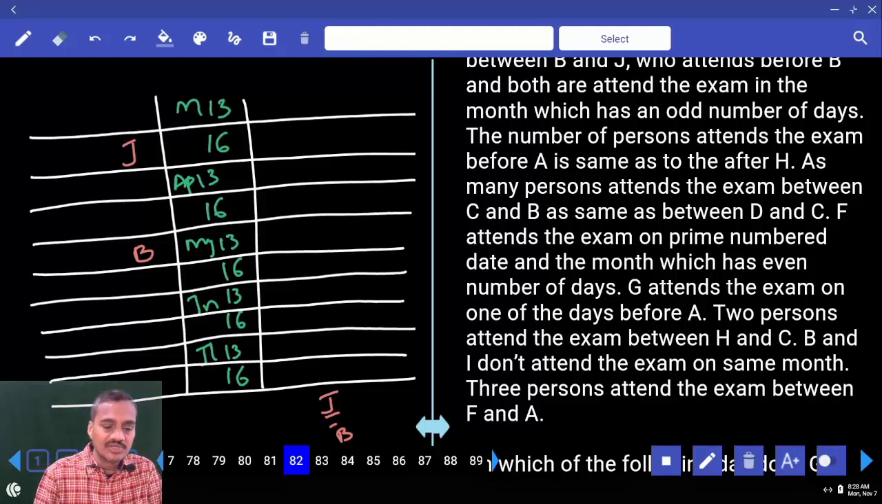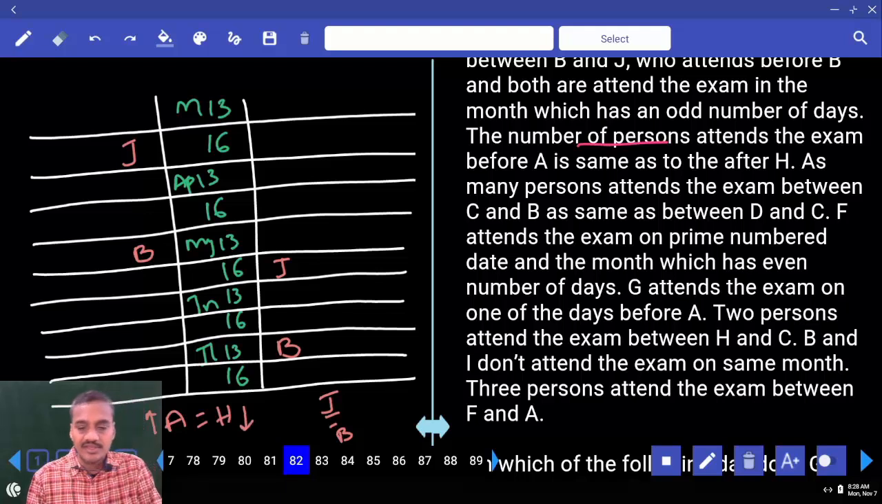Then what is the next possibility we have? If you have J at this place, two persons is not possible. And here, May 16th, 1, 2, B will be at this place. Hence there are two persons between J and B, and both attend the exam in a month which has odd number days. And the number of persons who attend the exam before A is the same as after H. Now before A equals the number of persons after H. As many persons between C and B as between D and C. That means C must be exactly in between B and D.